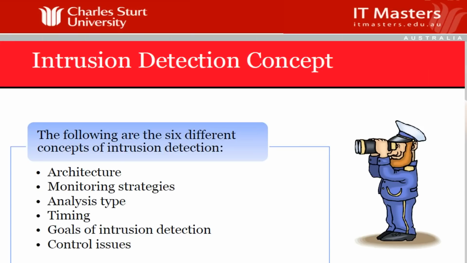What is the concept? The IDS has 6 different concepts. 1 is the architecture. 2 is your monitoring strategy. 3 is analysis type. 4 is timing. 5 is goals of intrusion detection and control issues. So why is the architecture important? Because if you place this IDS, IPS in the wrong place, then it's not good. Even if you place it in the right place and you don't monitor it well, it's still not good. You should also include the right analysis type.